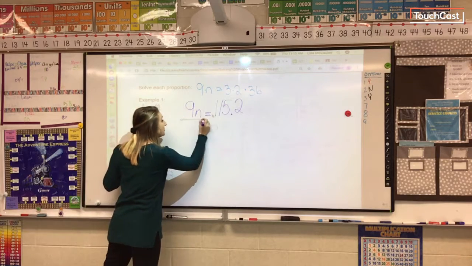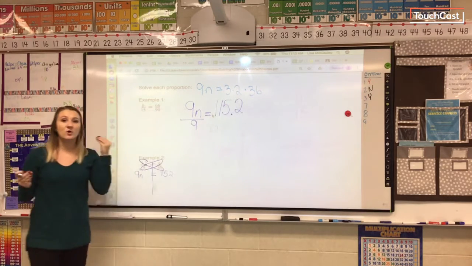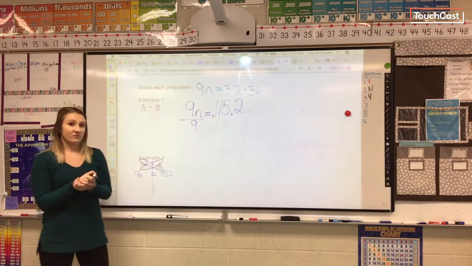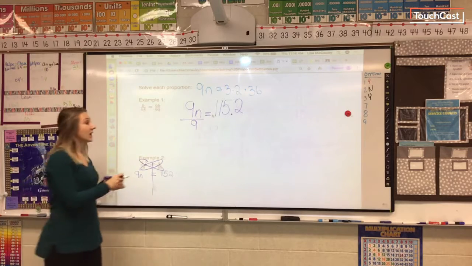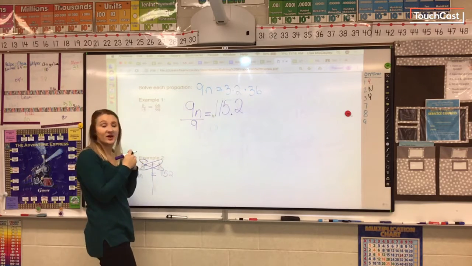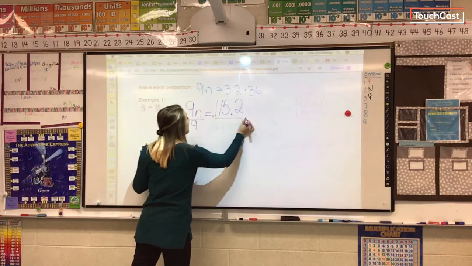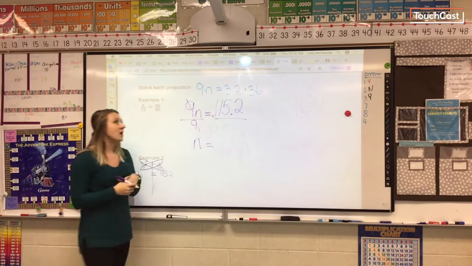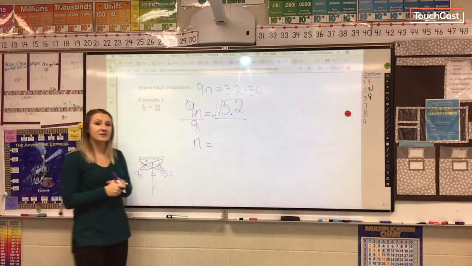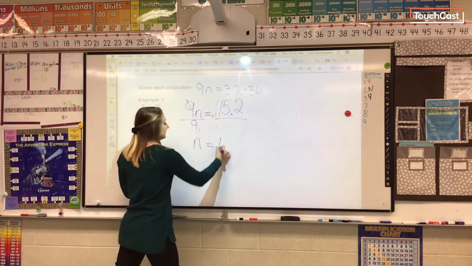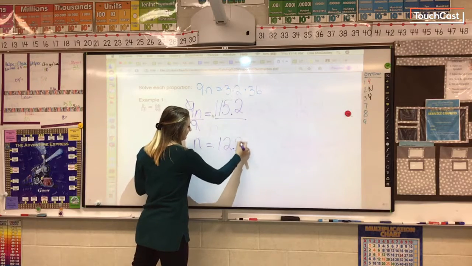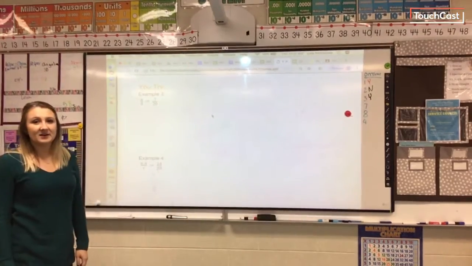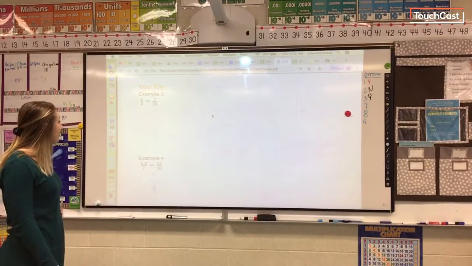I do have some students who put the fraction bar, because we know a fraction bar equals division. Absolutely. Fractions are division problems in disguise. That is 100% okay. It shouldn't matter which way you do it, as long as you divide. So I can cross these out and I will have 9n over 9. 115.2 divided by 9 is? 12.8. No, I didn't know that in my head. I used my calculator. Okay, awesome. Now it's time for you guys to try.